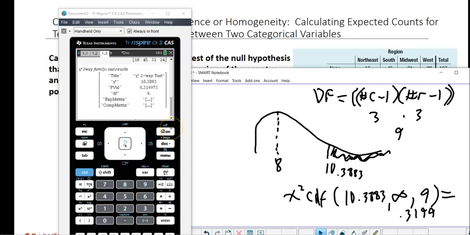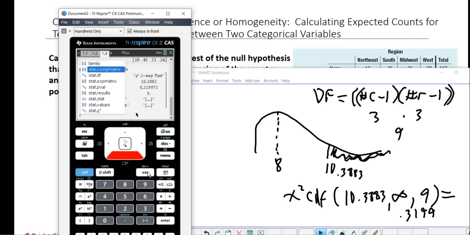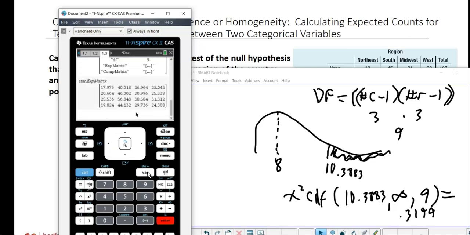So the expected, get back to expected. Do you see where it says expect matrix? If you hit the var key, all these variables have been stored from our most recent test. So if you go to stat.expect matrix, those are all the expected values. Those first 3 might look familiar because we did those by hand, but you would write those down on your paper, and you really have to write those down to prove the condition. The expected values have to all be at least 5. So to prove that condition, you have to write that down.